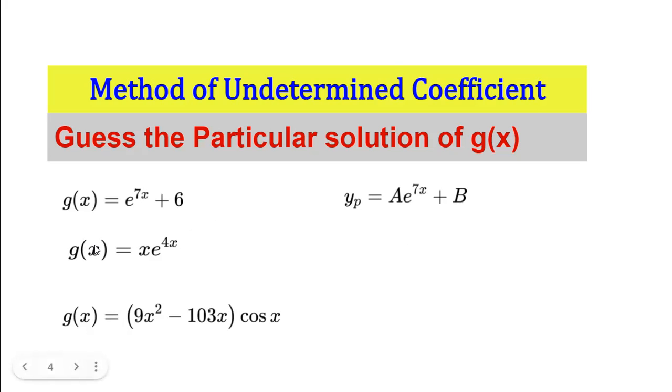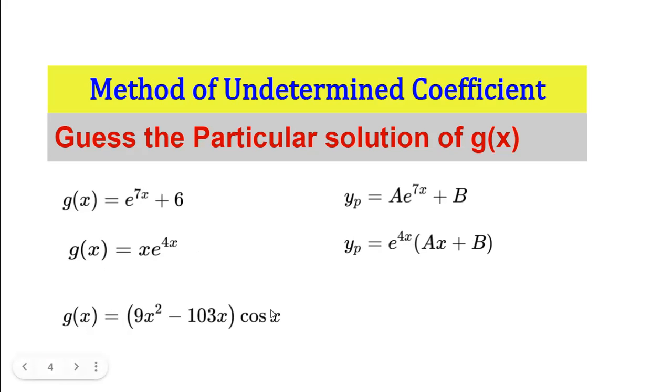Let's see our next g of x function given to us. In order for us to guess the particular solution here, we have linear and we have exponential. So our guess solution here will be e to the 4x times ax plus b. Remember again, we can put a outside of this particular parenthesis to avoid multiplying two constants. So if we have a g of x function looking like this, we will guess our particular solution to resemble this.